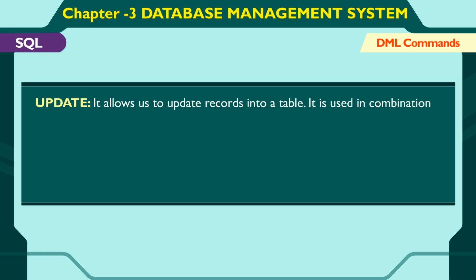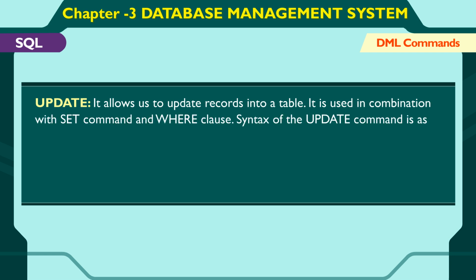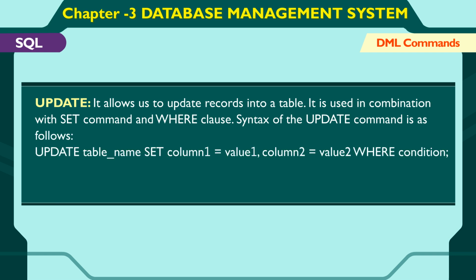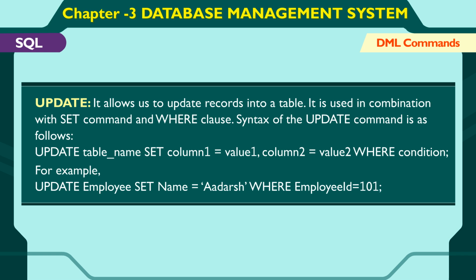Update. It allows us to update records into a table. It is used in combination with set command and where clause. Syntax of the update command is as follows. Update table underscore name set column 1 equal to value 1, comma column 2 equal to value 2, where condition. For example, update employee set name equal to Adarsh, where employee ID equal to 101.